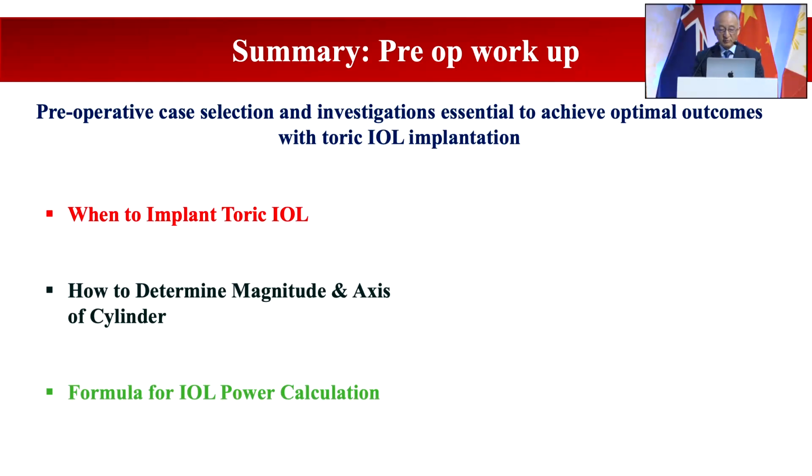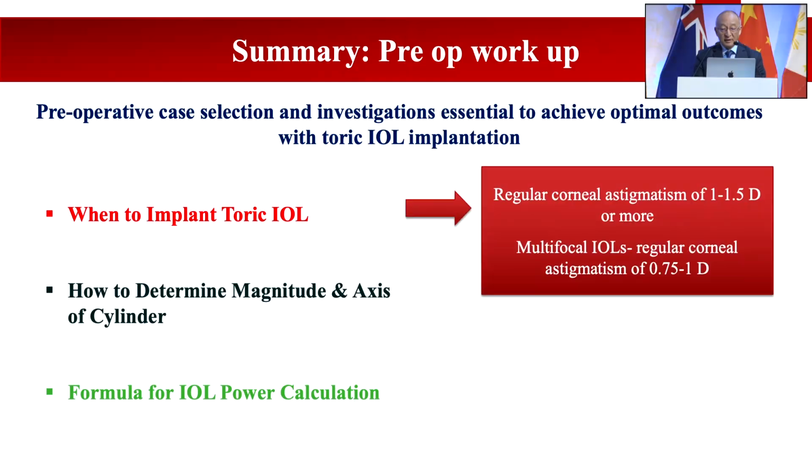Let me summarize what Dr. Manpreet talked about. So we said when to implant toric IOL. I think regular corneal astigmatism, very important, because if you have irregular astigmatism, toric IOL may not work. Anything more than one diopter in a normal monofocal lens has to be corrected. If you're going for multifocal IOLs, trifocal IOLs, the new generation monofocal plus or EDOF lenses, even up to 0.75 diopters you may have to correct.